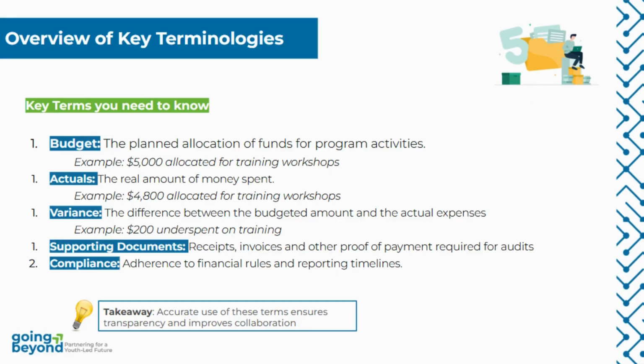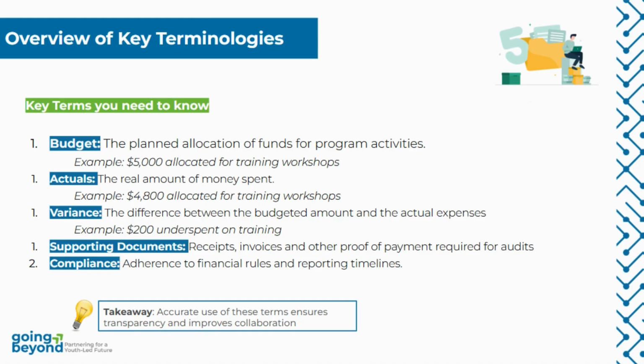Understanding key financial terms is critical for clear communication and reporting. Let's define a few terms. 1. Budget. The planned allocation of funds for specific program activities. Example, $5,000 allocated for training workshops. 2. Actuals. The real amount of money spent. Example, $4,800 was actually spent on workshops.